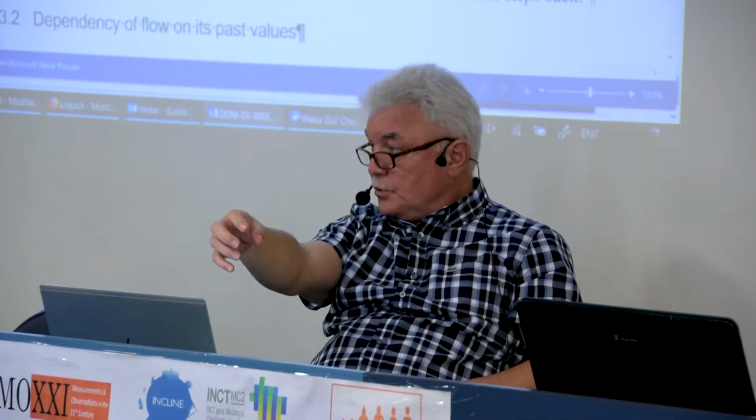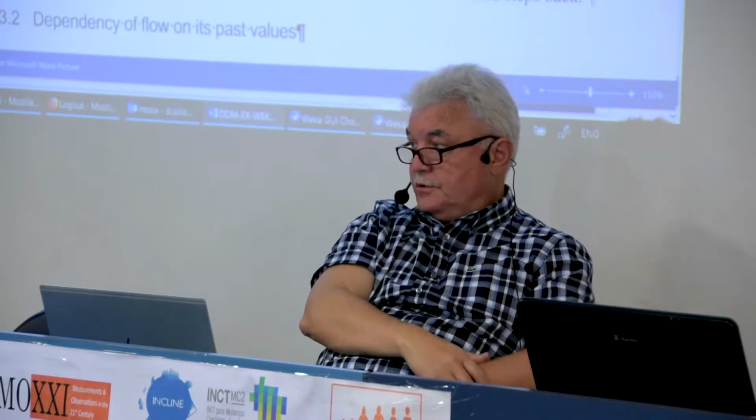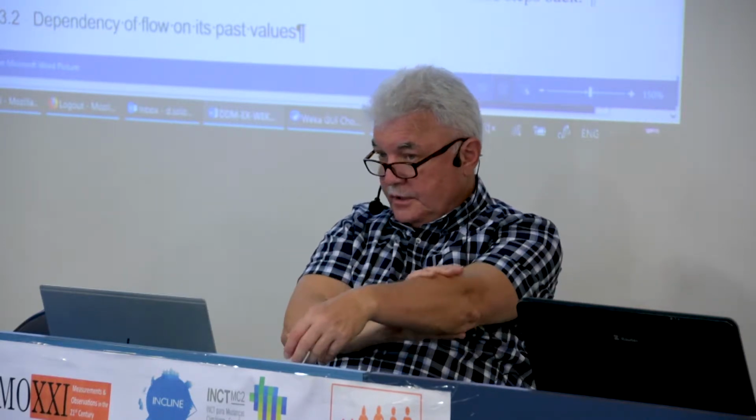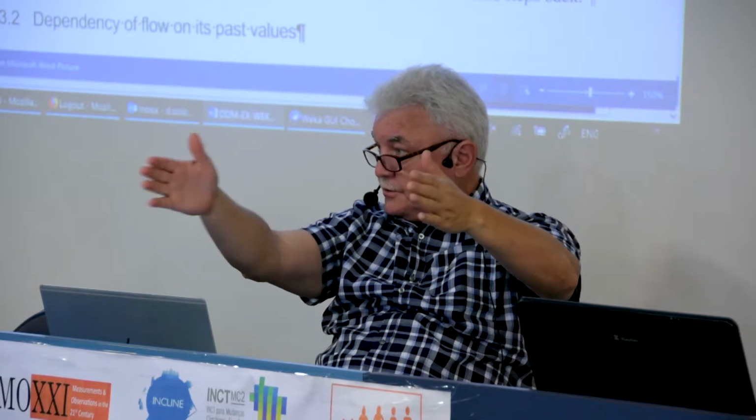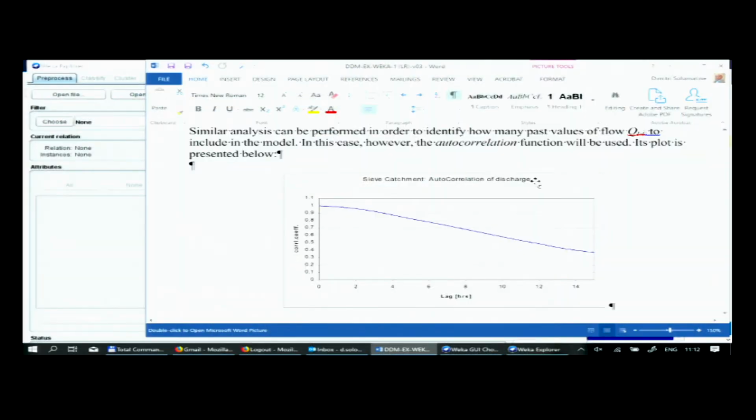What does it mean, this maximum? It means that the correlation coefficient between QT plus 1 and rainfall 6 hours back is maximum. So, in other words, if you take RT minus 6, it would be the most relevant variable to use as the input to determine QT plus 1. So this delay of 6 or 7 hours is in fact what we observe.